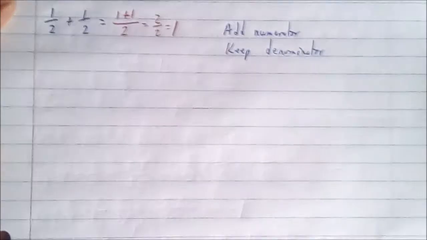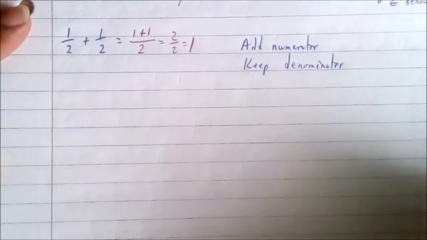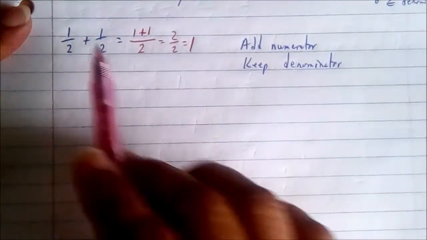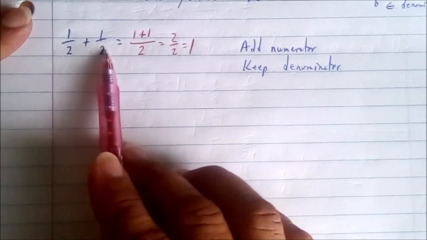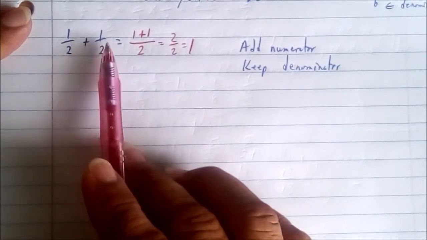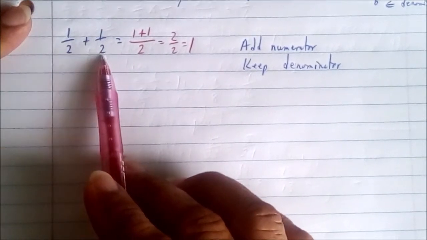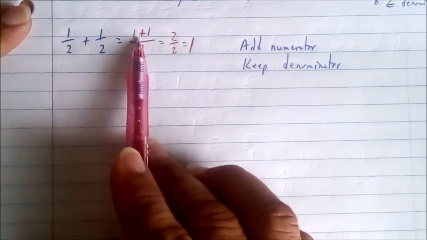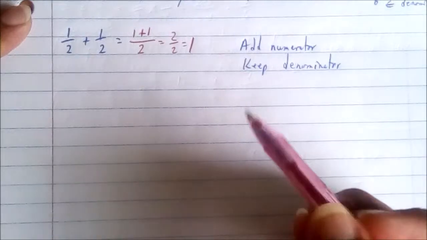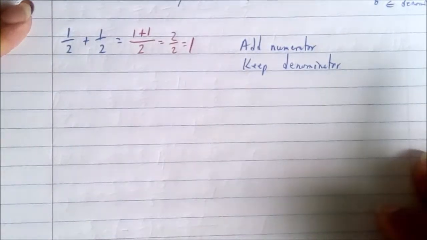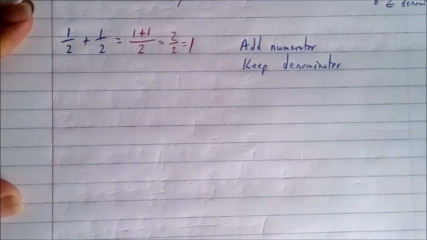Let me zoom in a little bit for that one there. Sorry about that. So let me go over it again. To add two fractions that have like denominators, you will add the numerators. Recall that a fraction has a numerator at the top and a denominator at the bottom. So we'll say 1 plus 1 over 2. We keep the denominator, so that's 2 over 2, which is 1. So that's how we do that, for adding fractions that have like denominators.